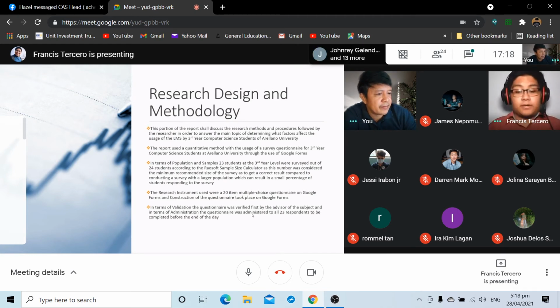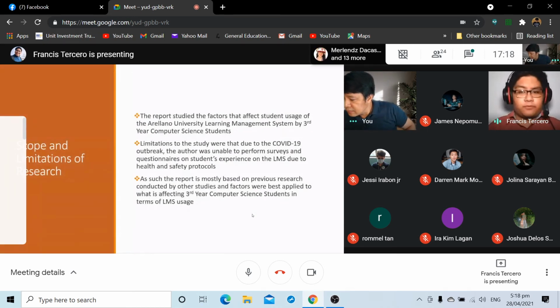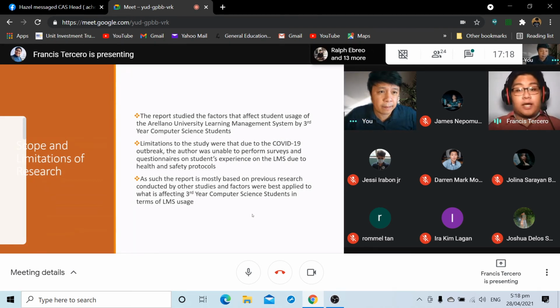Okay, next part. Scope and limitations of the research. As I mentioned before, there were some limitations to this research, particularly in the use of surveys. I was unable to perform surveys and questionnaires on students' experience on the LMS due to health and safety protocols enacted during the COVID-19 outbreak of this year. As such, the report is mostly based on previous research conducted by other studies, and factors were best applied to what is affecting third year computer science students in terms of LMS usage.